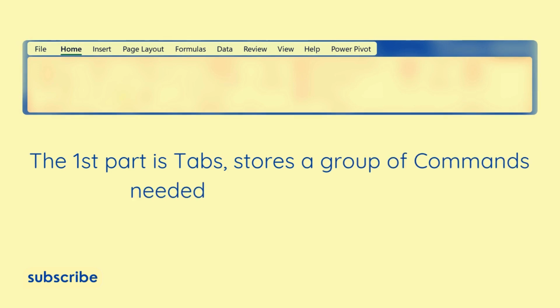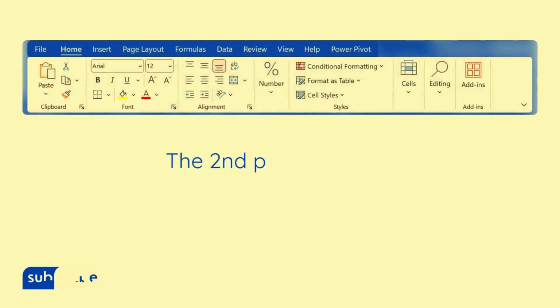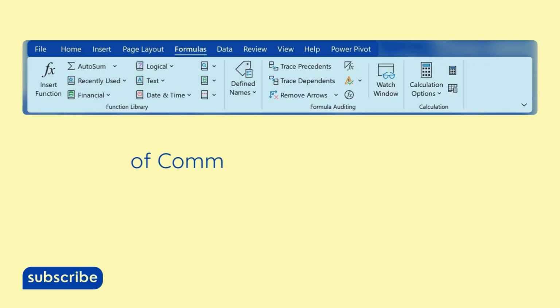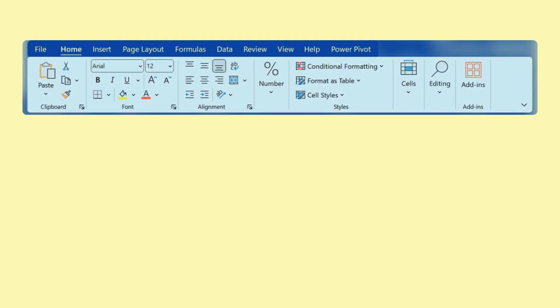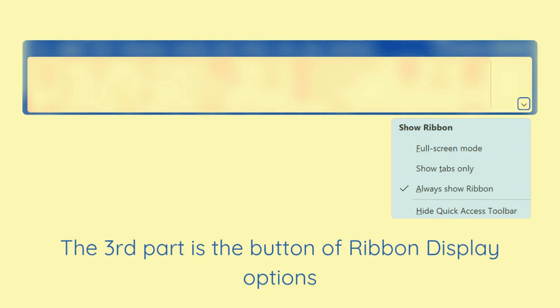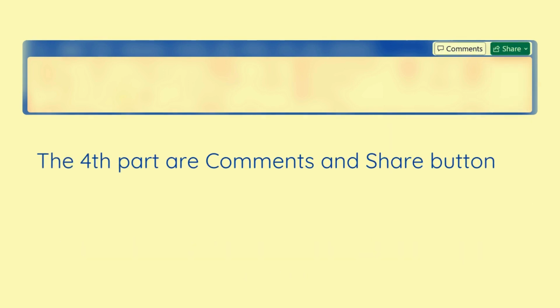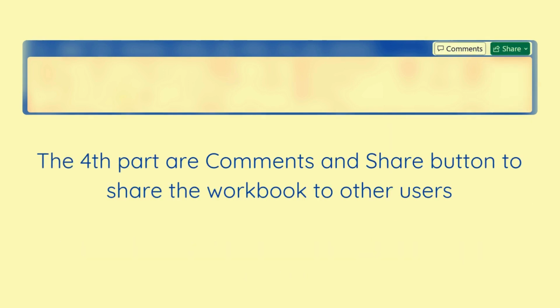In the second component, there are 4 parts. The first part is tabs, which store a group of commands needed to operate the workbook. The second part is the ribbon, where the groups of commands are spread out according to the tab selection. The third part is the button of ribbon display options. The fourth part is the comments and share button to share the workbook with other users.